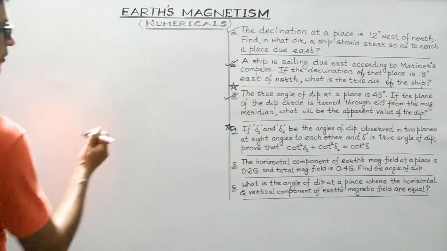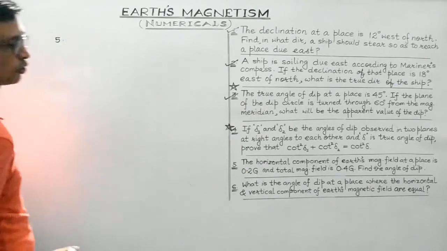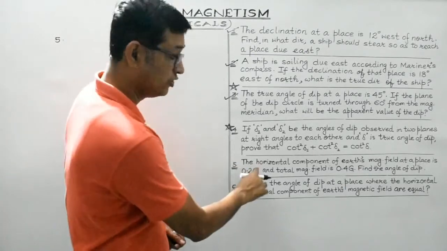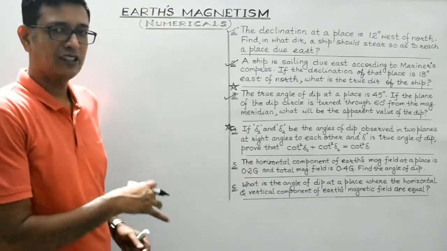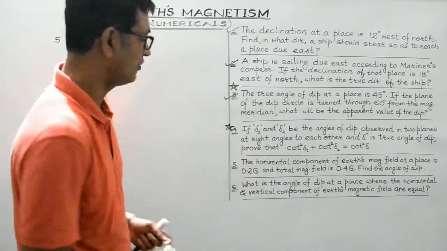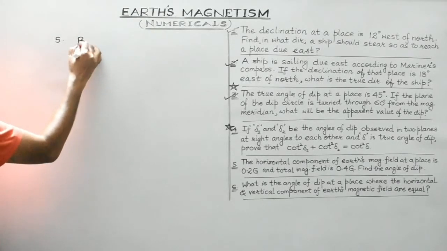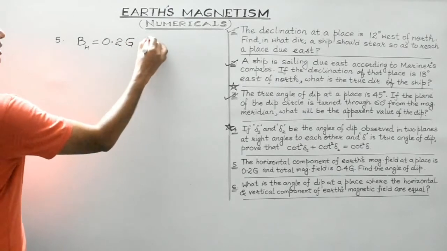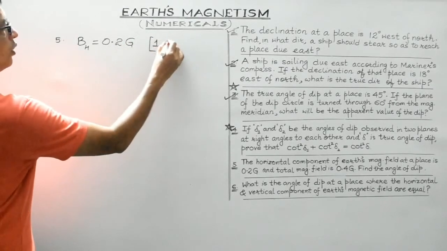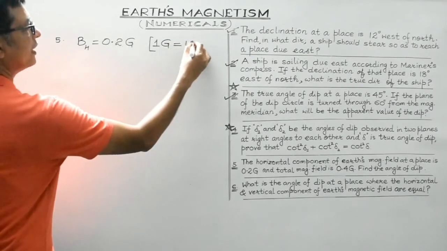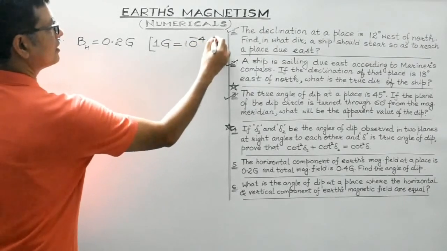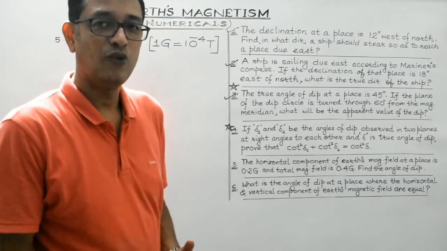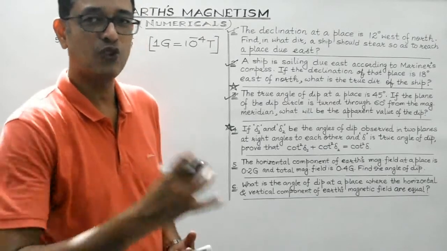Okay students, question number 5 then. The horizontal component of Earth's magnetic field at a place is given to be 0.2 G. G stands for Gauss. It's a unit which is used to measure Earth's magnetic field, right? So, BH is given to be 0.2 Gauss. Here, I must state that 1 Gauss is equal to 10 raised to power minus 4 Tesla. Tesla is the SI unit of magnetic field. So that's the relationship between Gauss and Tesla.